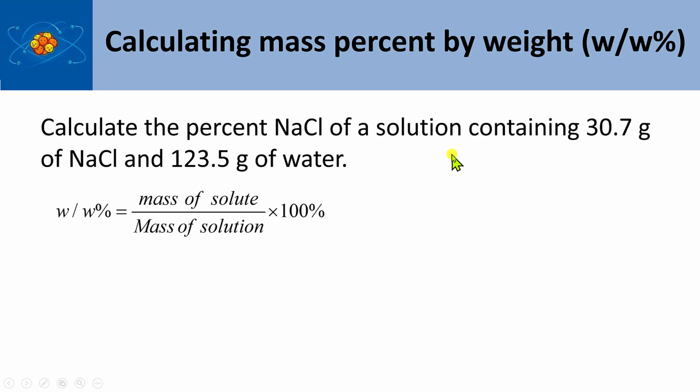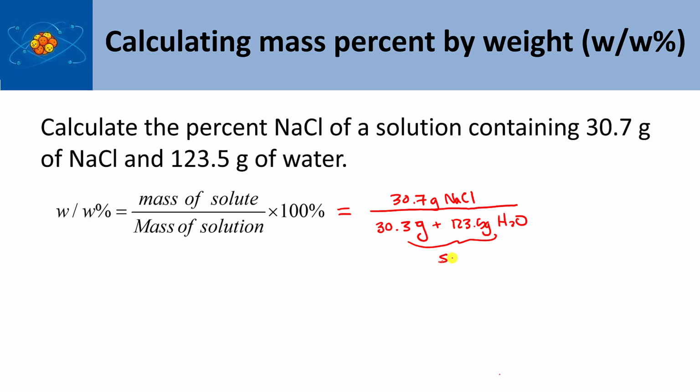So in order to calculate the percent, I'm going to go ahead and say, well, I have 30.7 grams of solute, NaCl. And then I have a total, I'm going to write it like this, but you can add these, it turns out. You don't have to write them out like I am here. 123.5 grams of water, like this. So this is your solution mass. And to get it to be a percent, then you just multiply it by 100.